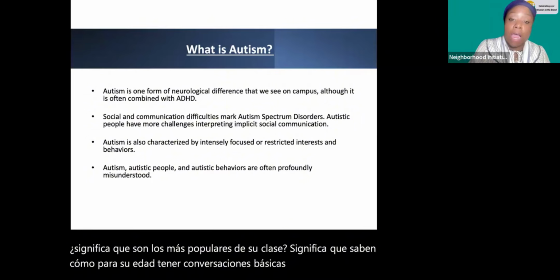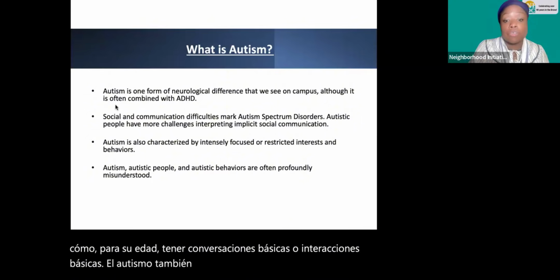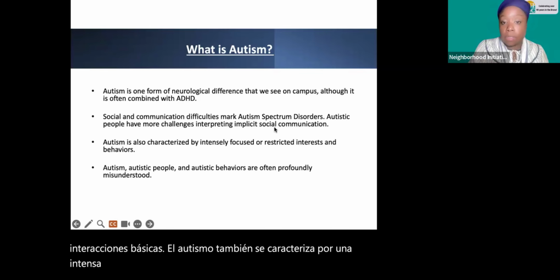Autism is also characterized by intensely focused or restrictive interests or behaviors.